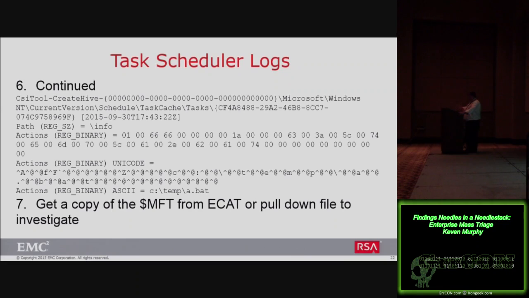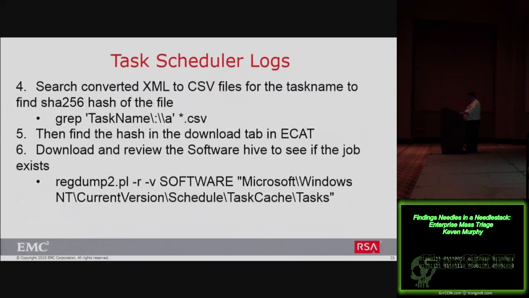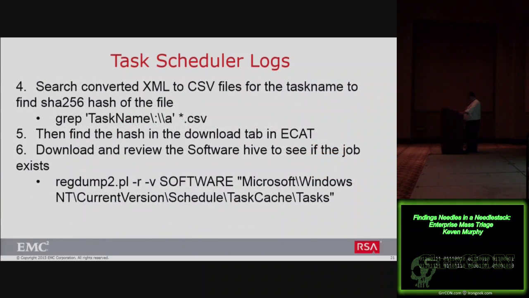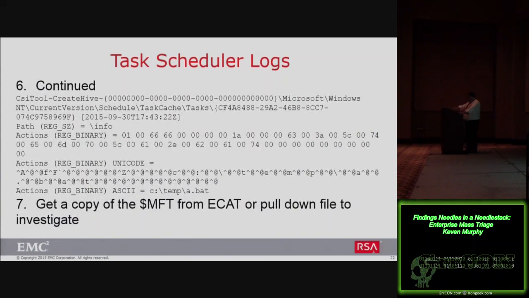But what pointed me to this was my search here through the scheduler log. See the task name /info? And then here where it says path is /info. So this is an additional step in identifying this badness. Probably my next step after this is going to be to get a copy of the MFT, pull it down, and start investigating the box.